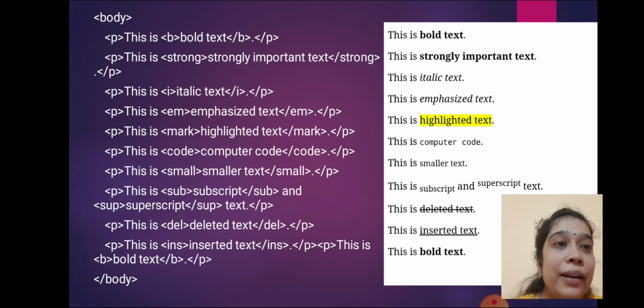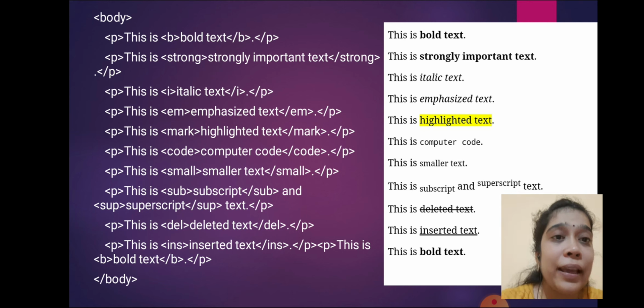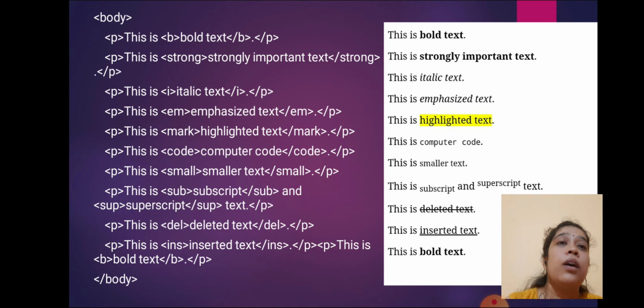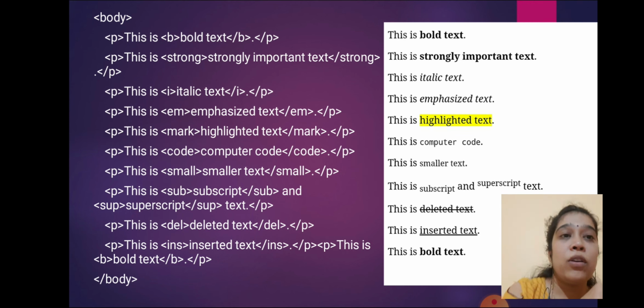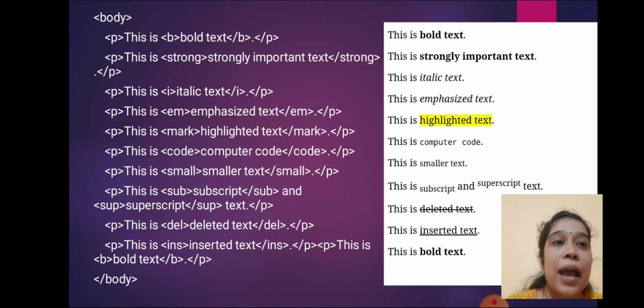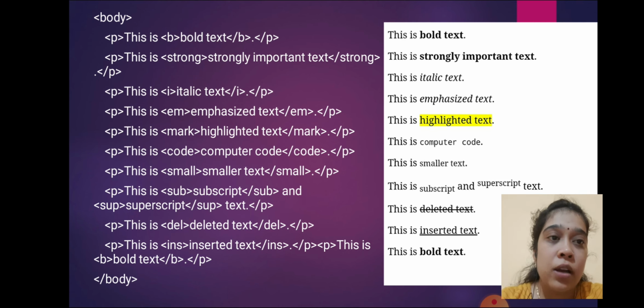Next is deleted text. Whatever you write inside the del tag displays along with a line through that text, meaning deleted text. You can see the output of the deleted text. Next is ins, meaning inserted text. Inserted text generally comes with an underline. Okay, these are our text formatting tags.